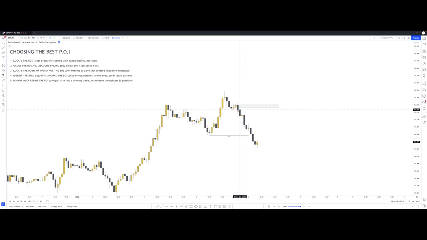Maybe in a situation like this, you could risk a little bit less. So instead of 1% total risk, you could do 0.5% or even 0.25% because we're sort of missing two of these steps, right? So step number 5 is do not over refine the point of interest. Remember, the goal is to find a winning trade, not to have the tightest stop loss possible. So let's set up a position tool here and see what kind of parameters we can get.